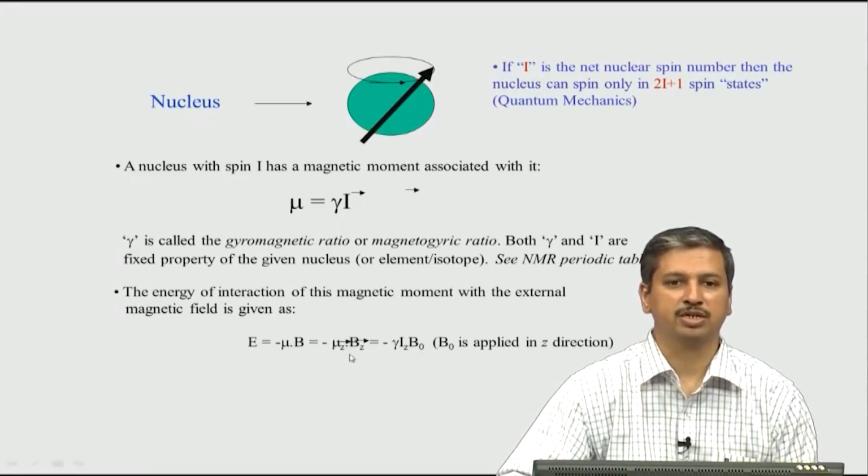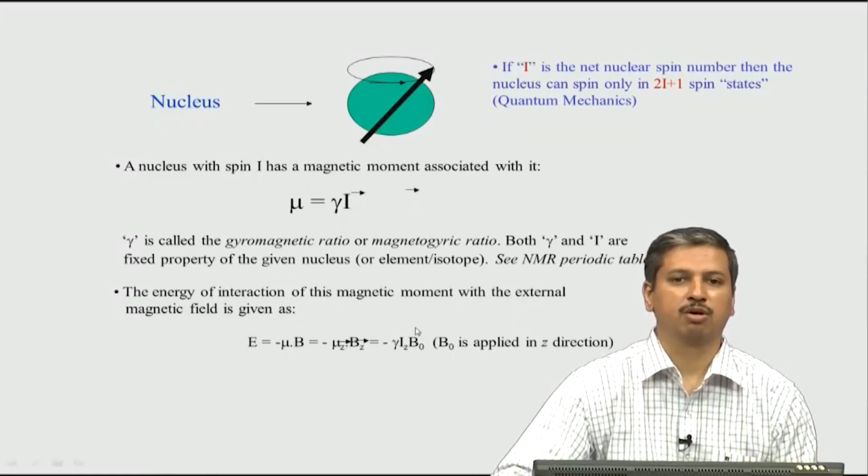Now, mu z is nothing but gamma into Iz. So, that is what is written here, it is gamma into Iz into B0. This B0 is our external magnetic field which we have applied, and typically we say that it is applied along the z direction, and therefore, the total final energy of interaction becomes equal to minus gamma Iz B0. So, this is one of the important concepts.